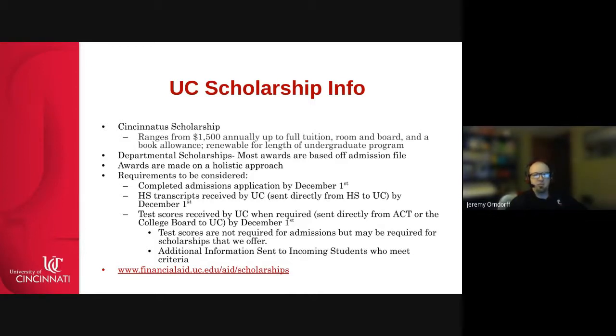It ranges from $1,500 up to full tuition, room and board, and a book allowance. And there are amounts between those two extremes. So at UC, it's kind of like a pyramid, if that makes sense. The smallest amount, the $1,500, is offered to the most number of students. As you get to bigger and bigger dollar amounts, you're getting smaller and smaller offers, with tighter and higher requirements on that. There are also departmental scholarships.